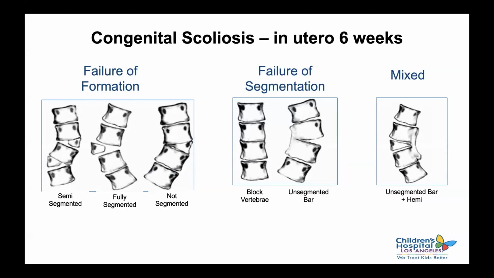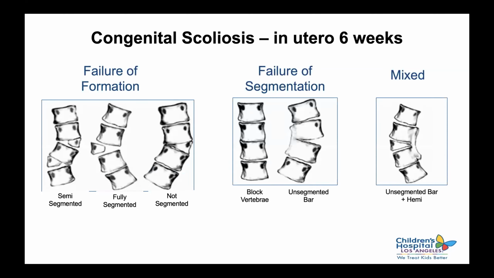Okay, congenital scoliosis in 7 minutes. So congenital scoliosis occurs at 6 weeks in utero. So this happens before babies are born. Sometimes new residents call any type of early onset scoliosis congenital. It's not really correct. It's something that was present when the baby was born.